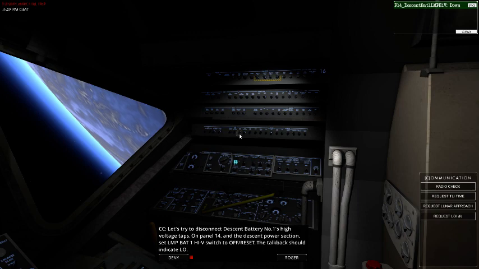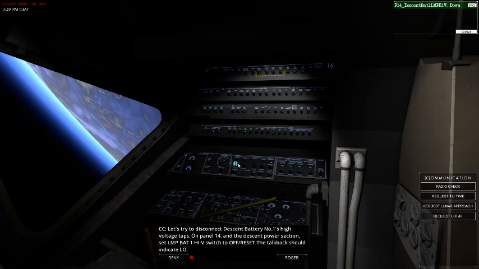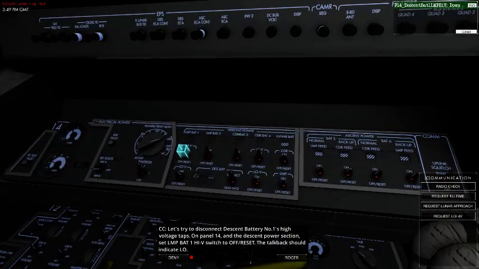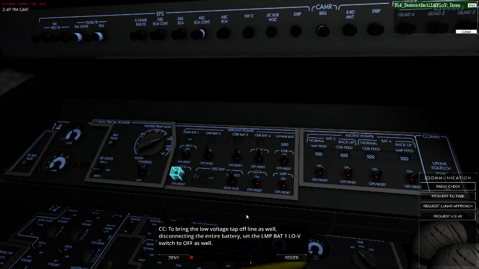In the descent power section, set the LMP bat 1 high voltage switch to off reset. The talkback should indicate low. There we go. So bring the low voltage tap offline as well, disconnecting the entire battery, and set the LMP bat 1 low voltage switch to off as well. There we are, barber pole.